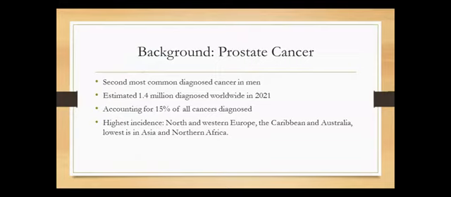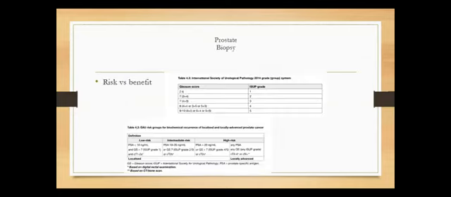As we all know, prostate cancer is the second most common cancer diagnosed in men. We have an estimated 1.4 million diagnosed prostate cancers in the year 2021. It accounted for about 15% of all malignancies. The highest incidence was in North and Western Europe, and the lowest was in Asia and Northern Africa.